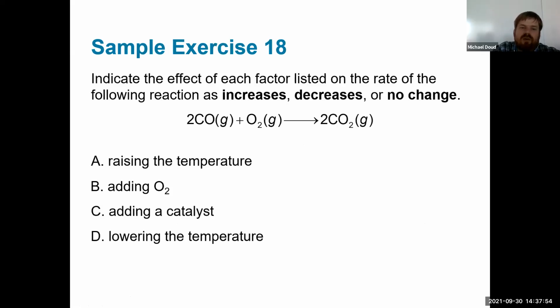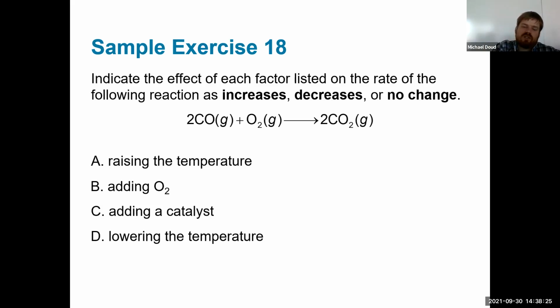Okay, here we go. Indicate the effect of each factor listed on the rate of the following reaction as increases, decreases, or no change. We have a specific example: 2 moles of carbon monoxide reacting with 1 mole of oxygen to produce 2 moles of carbon dioxide. Go ahead, pause the video, think it through, and then when you come back, we'll go through whether these increase, decrease, or no change. Let's go ahead and pause.